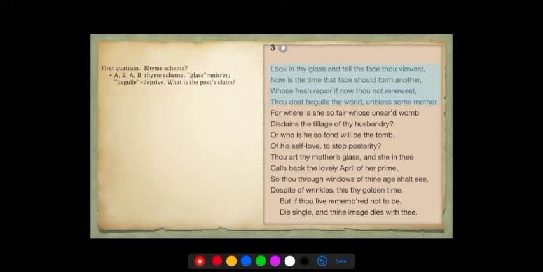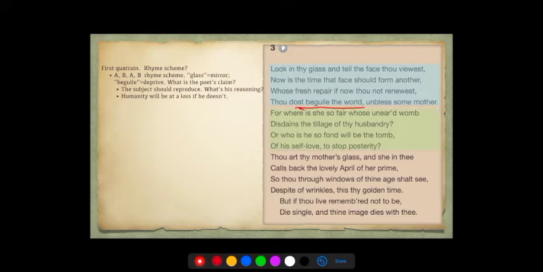But let's take a look at some vocabulary. Glass is mirror, as it says here. Beguile means to deprive. So what is the poet claiming in this first quatrain? About the glass, deprive, that the subject, the person whom he's talking to, should reproduce, have kids. And why? What's the reason that he uses right in here? "Thou dost beguile the world." Humanity will be at a loss for the absence of his offspring. This must be one incredible friend he's got here.